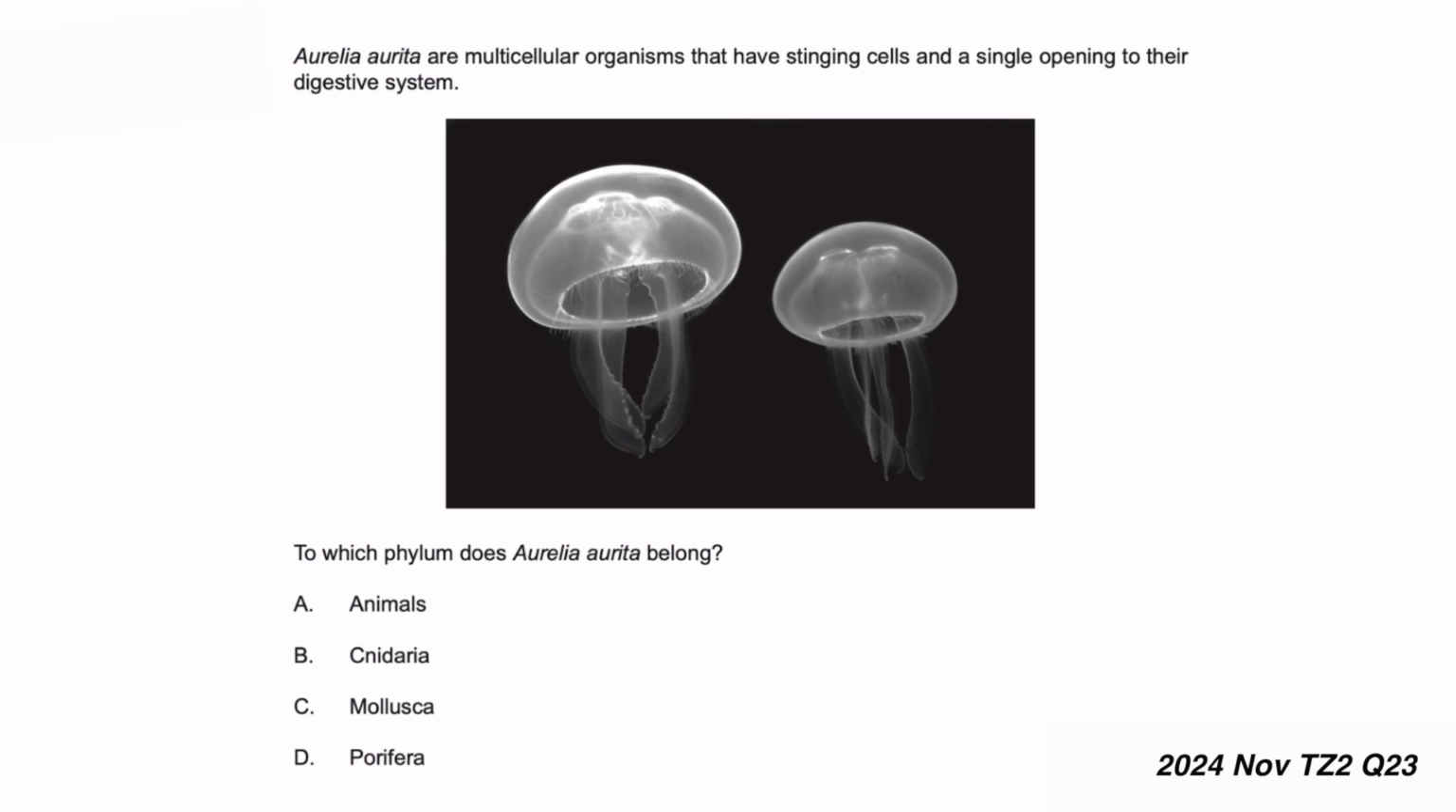Jellyfish is an example of Cnidaria, which is a phylum of Animalia. The examples for mollusca and porifera are snails and sponges.